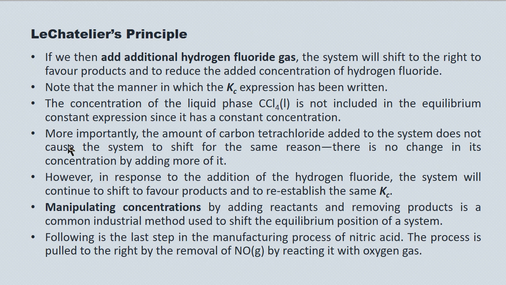For example, following is the last step in the manufacture of nitric acid. The process is pulled to the right by removal of the nitrogen monoxide by reacting with oxygen gas. So here's our reaction, and you'll see there's two end products. One is our aqueous phase nitric acid, which is our desired end product, and the other is a gas phase nitrogen monoxide. And we pull this system to the right. In other words, we increase the concentration of products of the system by removing the nitrogen monoxide by reacting with oxygen gas.